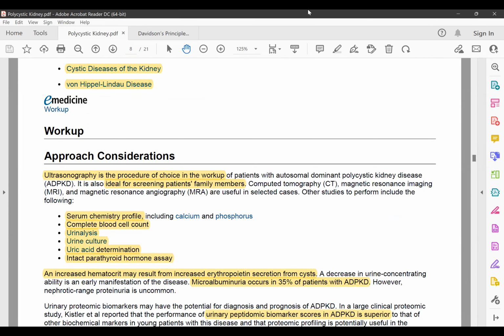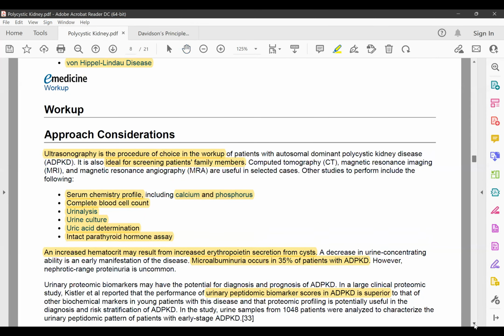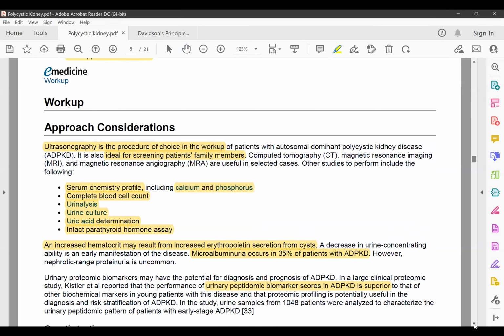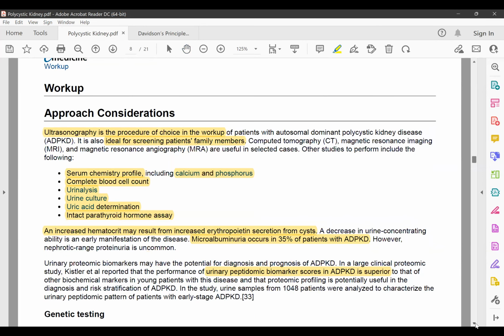You have to do not only just urine routine biochemistry, you also do the serum calcium and phosphate, and iPTH for the renal osteodystrophy. Another important thing is hematocrit, PCV may be raised. Why? Because of the increased erythropoietin secretion from the cyst that stimulates red blood cell production.